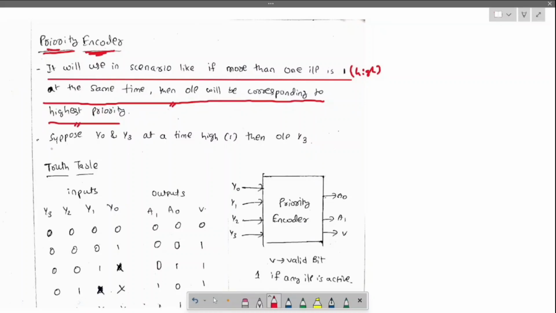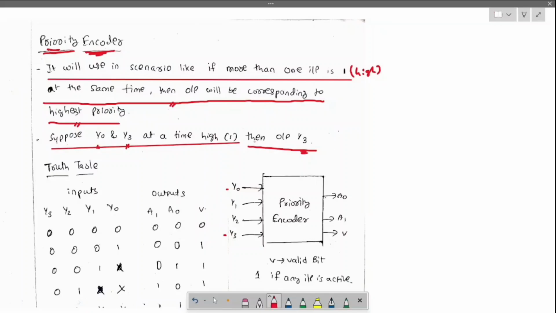Suppose y0 and y3 are high at a time, then the output is y3. See, if y0 and y3 both are 1, then the output will be y3. This is how the priority is given, because when comparing, y3 has more priority than y0, right? So that's why the output will be y3. This is how priority is given to the encoder.